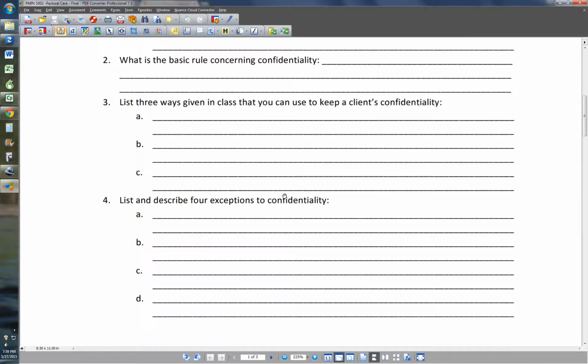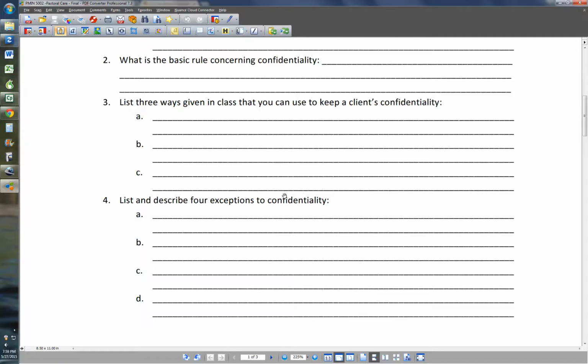Number 3, list 3 ways given in class that you can use to keep a client's confidentiality. So there's a few things that I gave you in class. I'll give you a couple examples of what I mean. Doors could be closed to the counseling office so people can't overhear. Being careful not to mention in front of other people. Keeping good track of your records. Not using them in sermon illustrations. That's some examples.